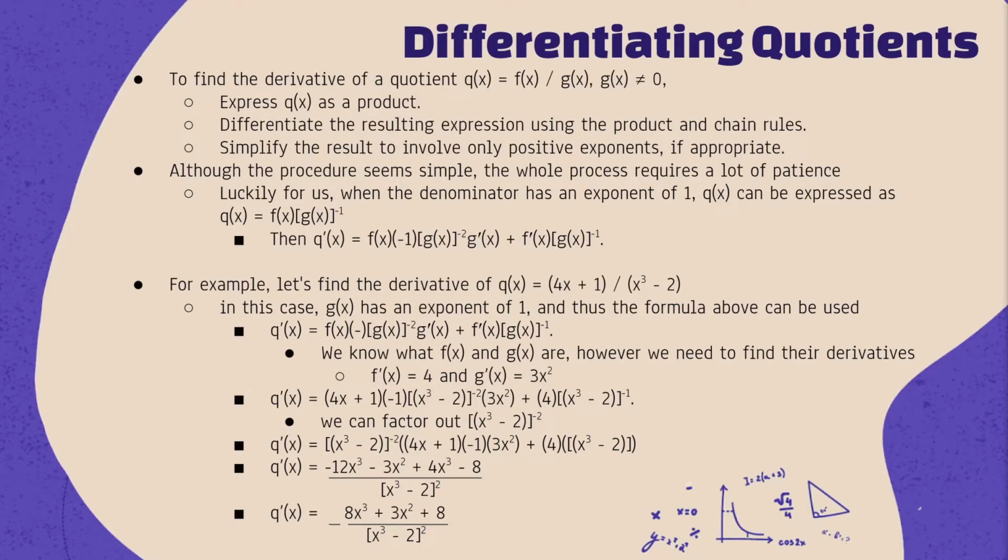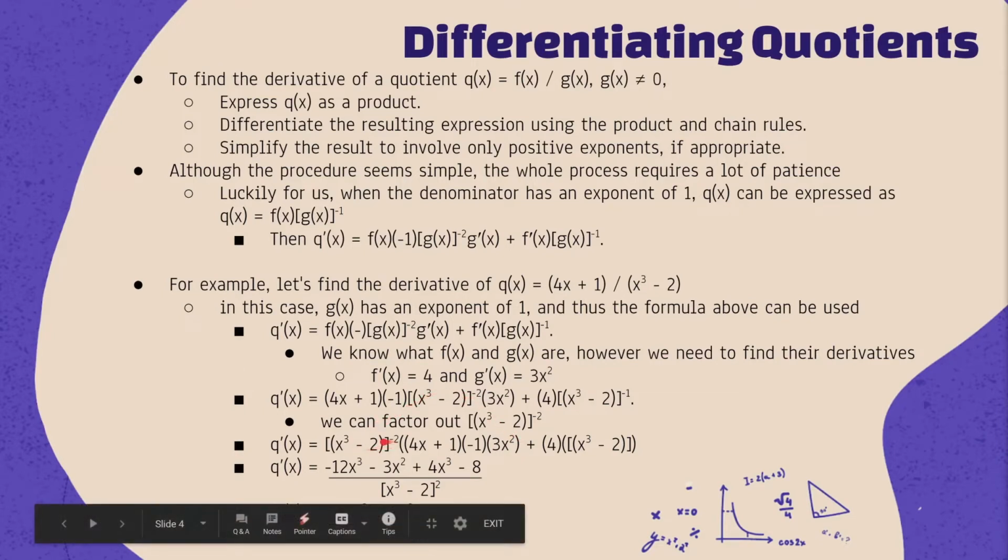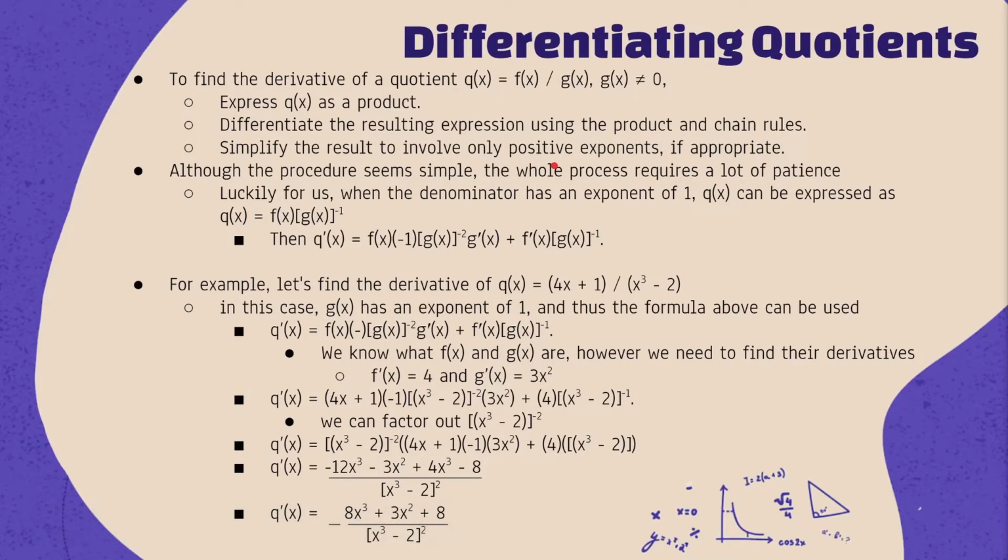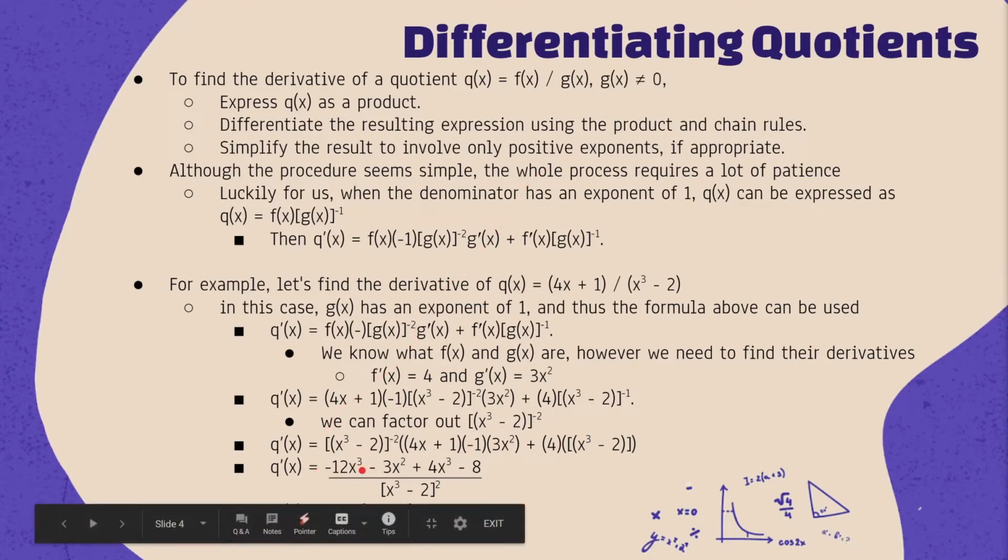We don't have to flip a negative to a positive and a positive to a negative. With that being said, we also put (x cubed minus 2) to the power of negative 2 in the denominator because, as it says here, we should only have positive exponents. And so for our last step, we simply collect like terms. Then you could actually remove the negative, because as you can see here, we would get negative 12x cubed plus 4x cubed, which would be negative 8x cubed minus 3x squared minus 8.